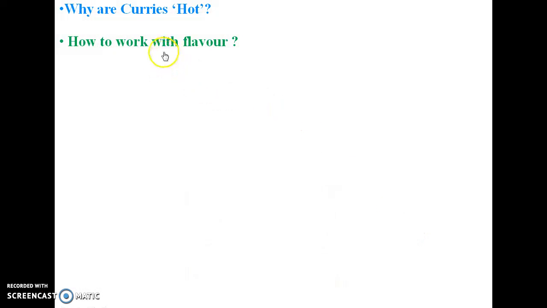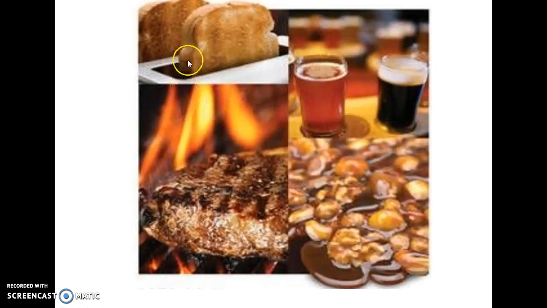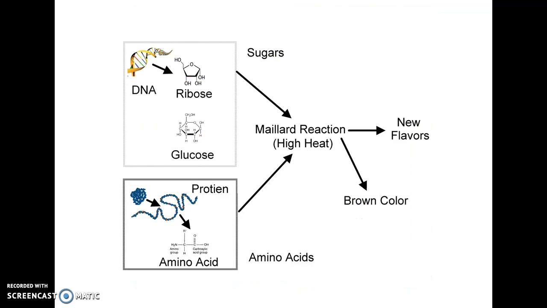Now, how do we work with flavor? We like flavor, and what we call consumer appeal for different foods is actually the flavor profile. These are different products: breads, meat, drinks, chocolate. These are all liked by people for the unique flavor of each. And where is this flavor coming from?